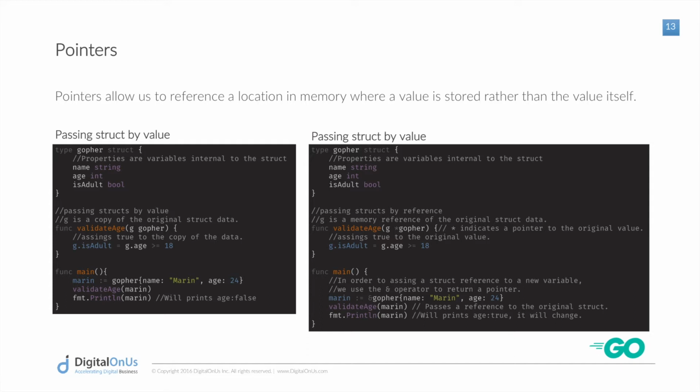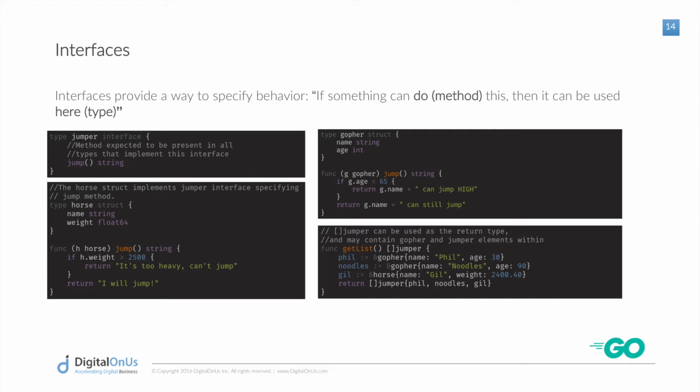On the other hand, if you add a star sign before the type of the argument passed, as we can see in the example on the right, it indicates that the pointer of the original value is passed. So if we change some field, it will change after the function. Notice, in order to assign a struct reference to a new variable, we use the ampersand operator to return a pointer.